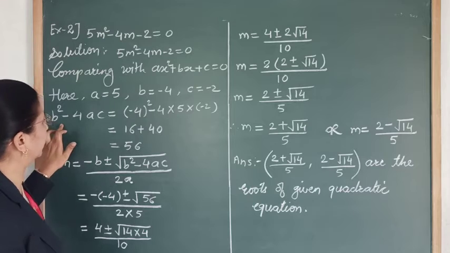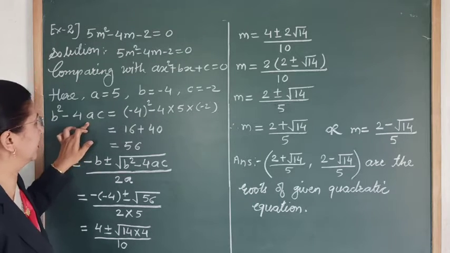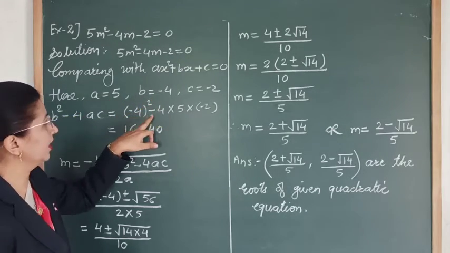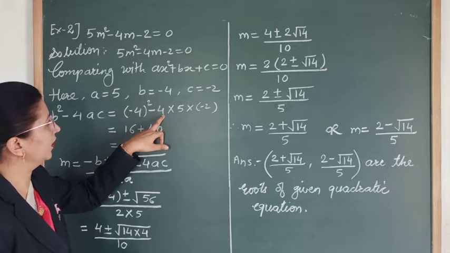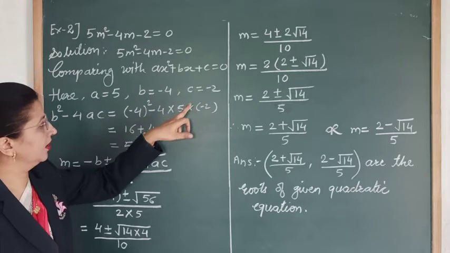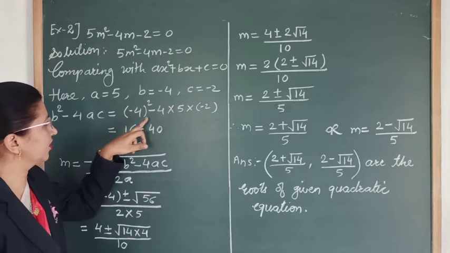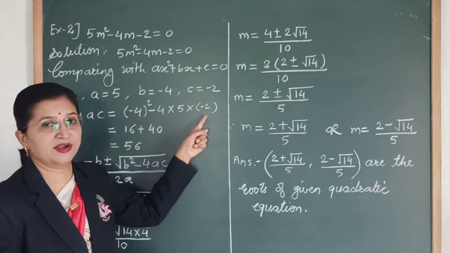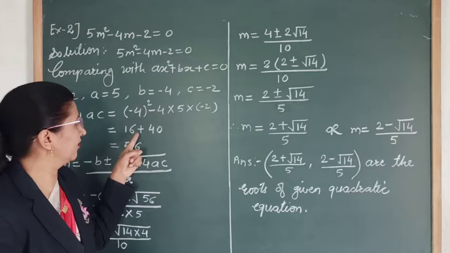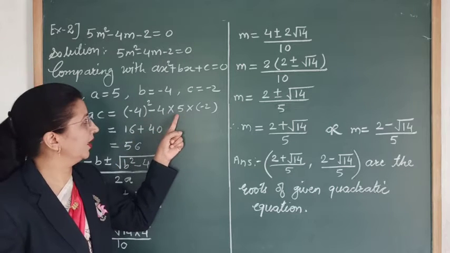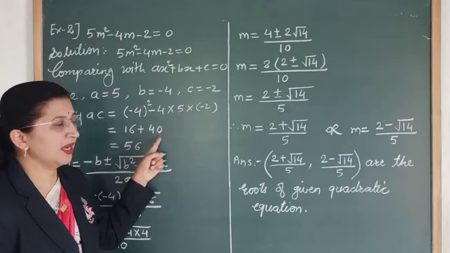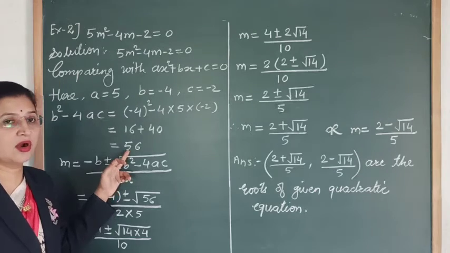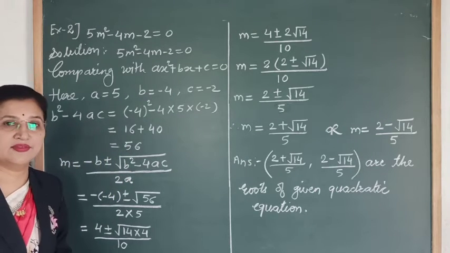Okay. So let's first find out the value of b square minus 4ac. So let's put the value here. B square, that is negative 4 square, minus 4a into c. A is 5, c is negative 2. Okay, so let's solve this. Square of negative 4, that is 16 plus. Now here this is negative, this is negative. Product of same sign, positive. So here it will be plus. 4 5s are 20. 20 2s are 40. Okay, so in this way plus 40. 16 plus 40, that is 56. So in this way we got the value of b square minus 4ac as 56.